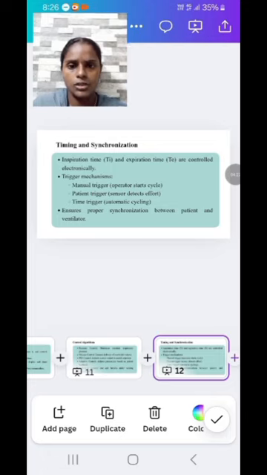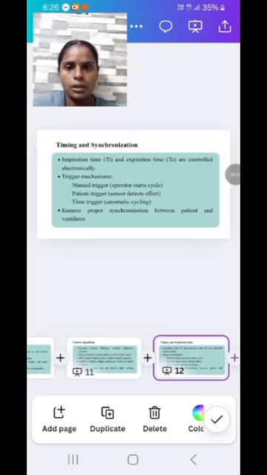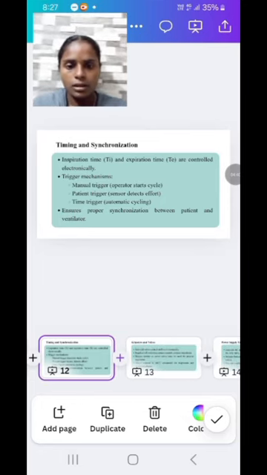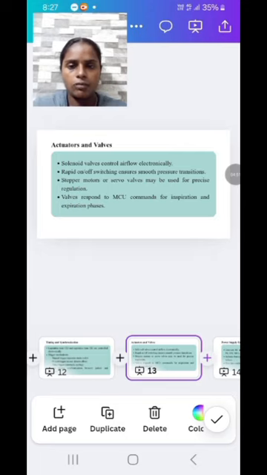Next, timing and synchronization. Inspiration time TI and expiration time TE are controlled electronically. There are three trigger mechanisms: manual trigger, patient trigger and time trigger. Manual trigger is where the operator starts the cycle. Patient trigger is where the sensor detects the effort. Time trigger is automatic cycling. This ensures proper synchronization between the patient and the ventilator.